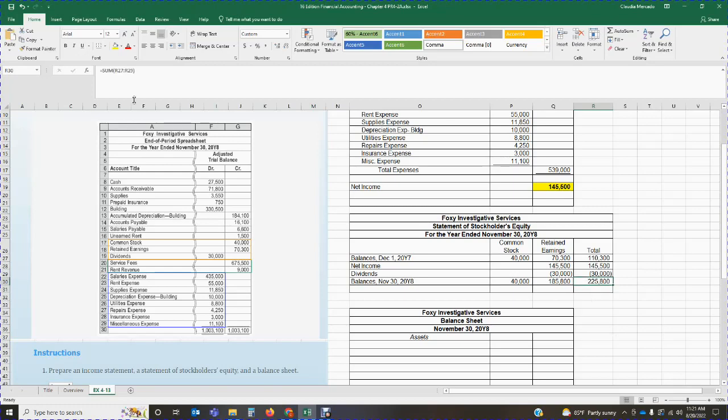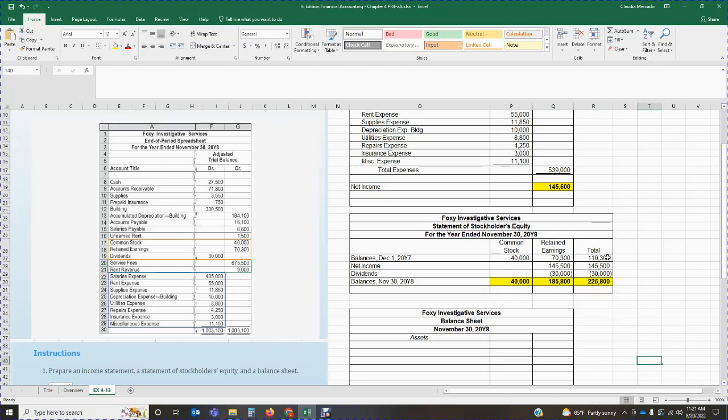Okay, that is my total right there, total stockholders' equity. Okay, and these are my totals for each of the categories. We're going to need these amounts, these totals, for the preparation of our balance sheet.